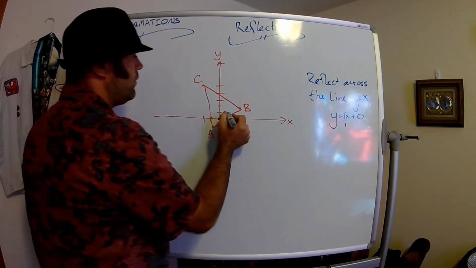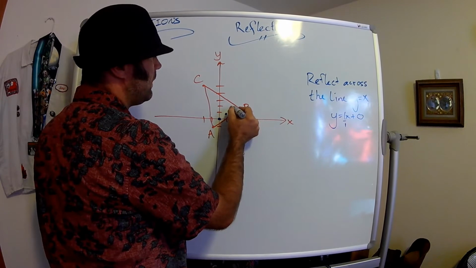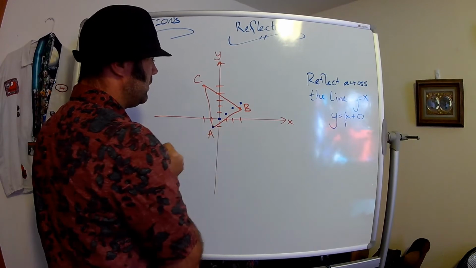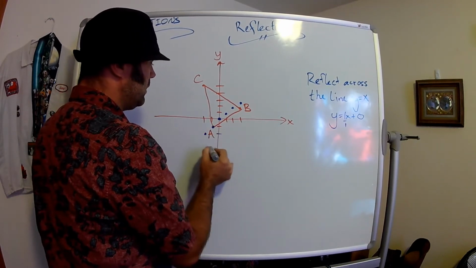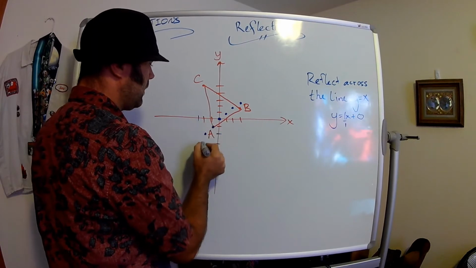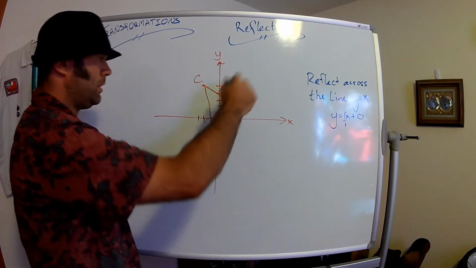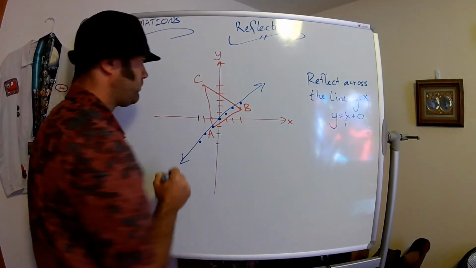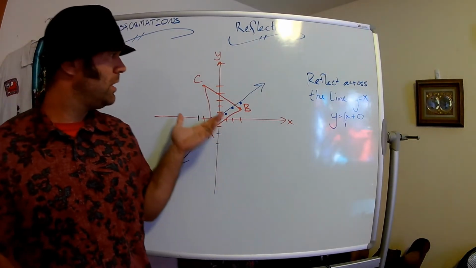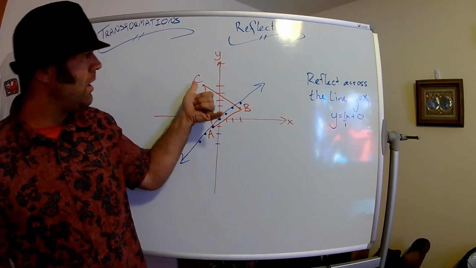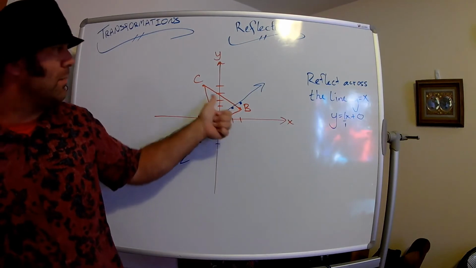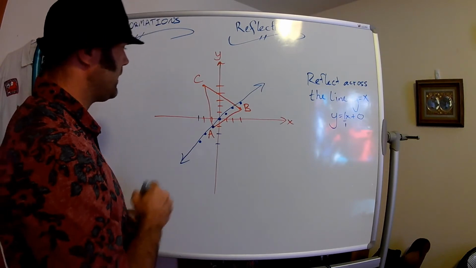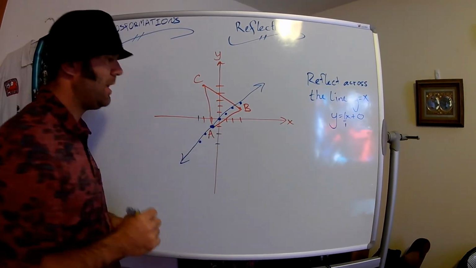So we're going up 1 over 1, up 1 over 1, up 1 over 1, down 1 left 1, down 1 left 1, and so on. So this is our line that we are reflecting across. This is our line of reflection. So we're going to be reflecting C over the line. We're going to be reflecting B over the line, and we'll reflect A over the line. So let's start with point A. Point A is on the line.